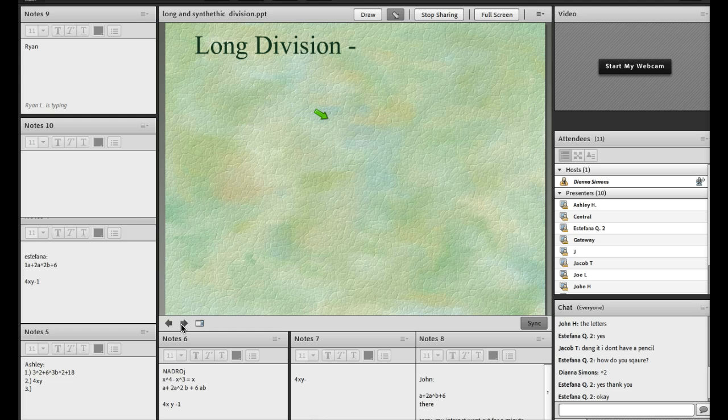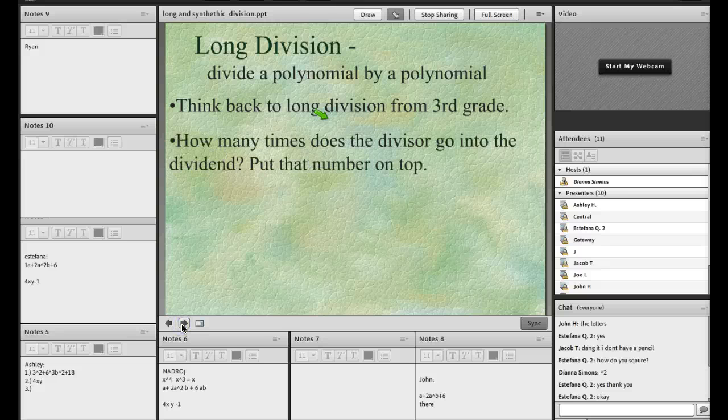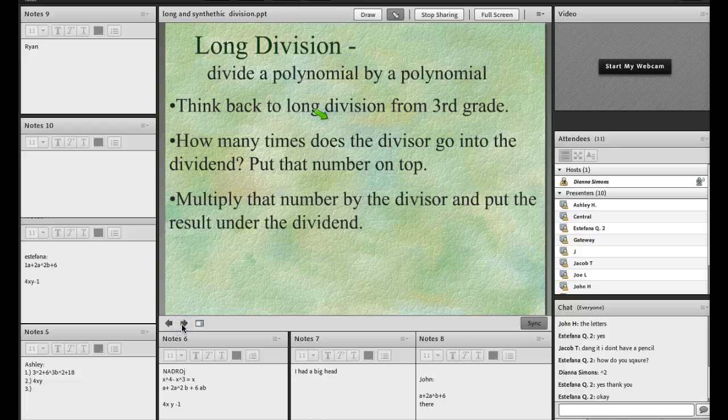So now we're going to do some long division. All right, long division is kind of, how can I say this? I think it's a pain, to be honest. But sometimes you have no choice but to use long division. So we're going to think back to long division maybe in 3rd grade, right? How many times does 3 go into 93? And you divide those up into 9 and 3, right? You put the number on top and then you multiply that by the divisor.